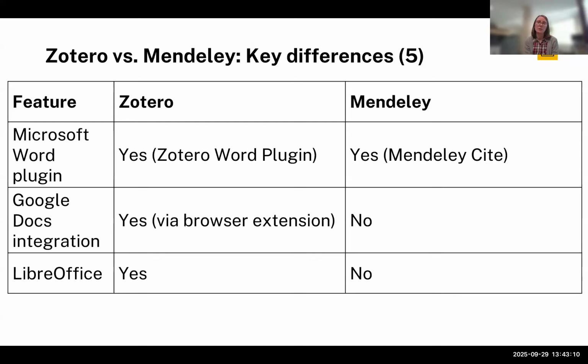And Mendeley really has good documentation on how it works. And it works pretty similarly to the Zotero plugin. It's just located in a slightly different place in Microsoft Word. Zotero does offer Google Docs integration via a browser extension. Mendeley does not. And Zotero also offers a word processor plugin with LibreOffice if you're using that, but Mendeley does not.